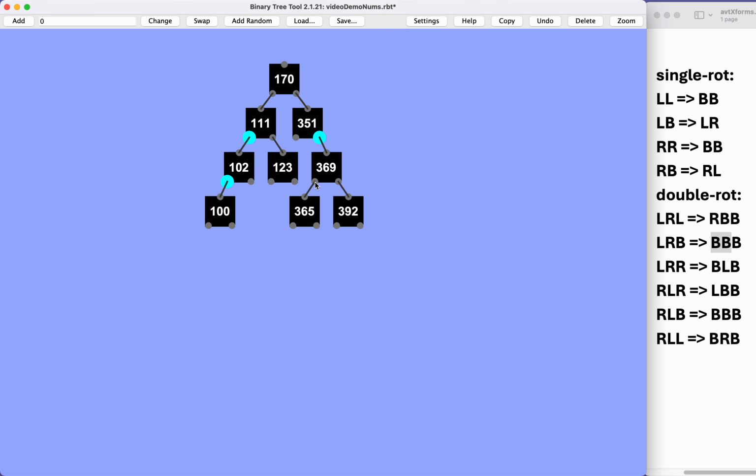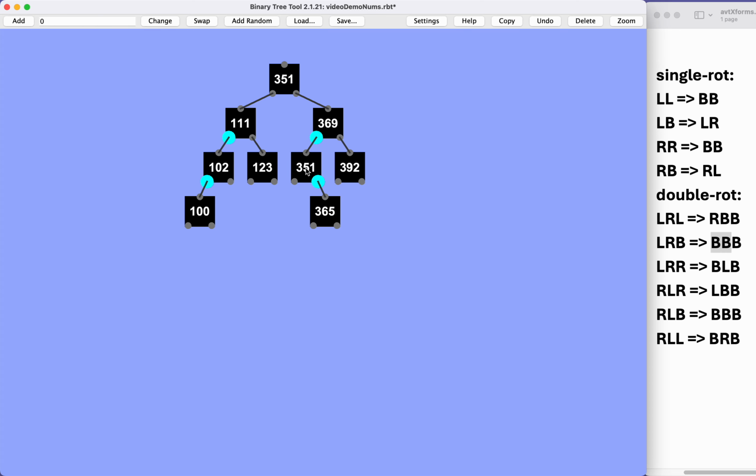Now I want to delete the 170. It's an interior node, so I copy its data, the 351 data, its in-order successor, and delete the 351. But that means that this guy has seen shrinkage, so I make it go from left leaning to balanced. But that means this guy sees this guy has shrunk, so I need to mark this guy as left leaning.